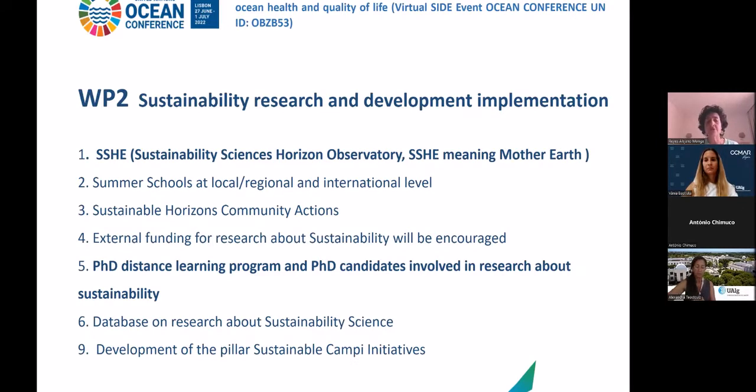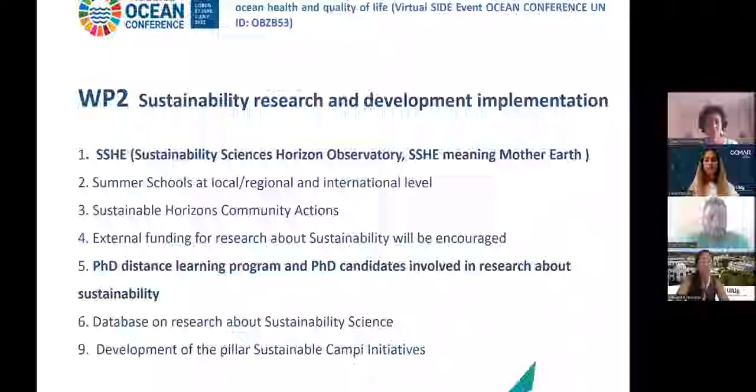External funding for research about sustainability will be encouraged as well. We won't use only the funding from this project, but we will use other tools that we have within the European Commission, but also national projects or other tools that we would be able to use. And a database of research about sustainability, science, and the development of the pillar Sustainable Campus Initiative. So we don't have much time, so I won't go into it.